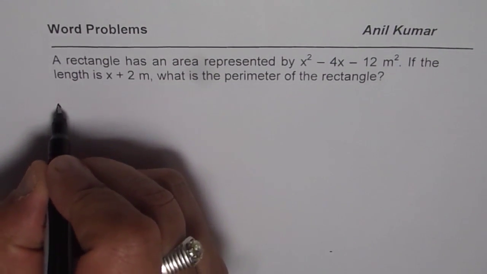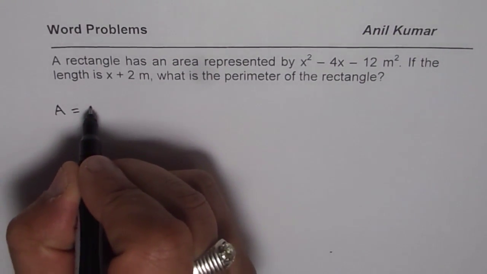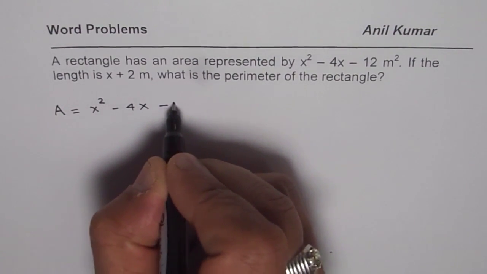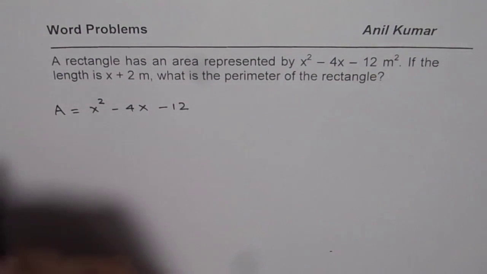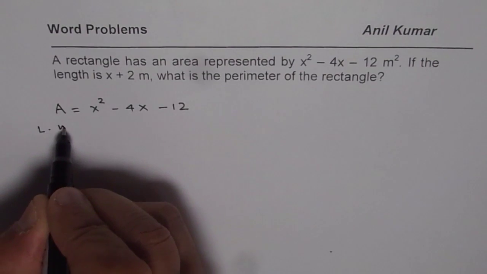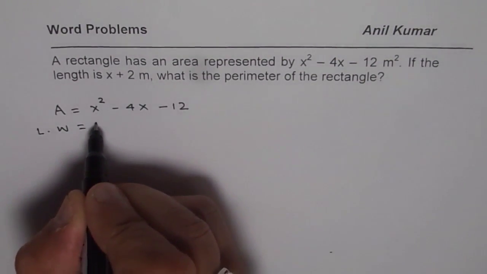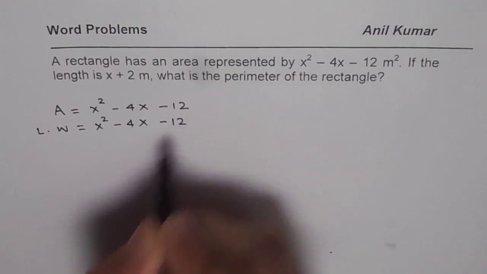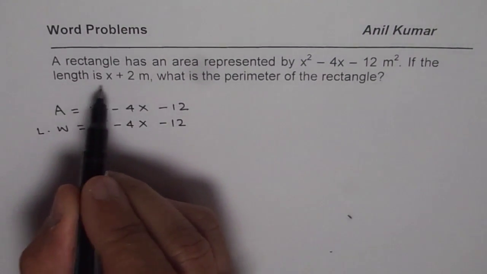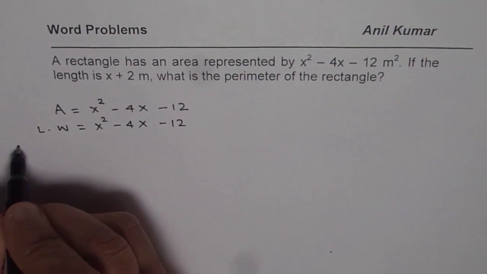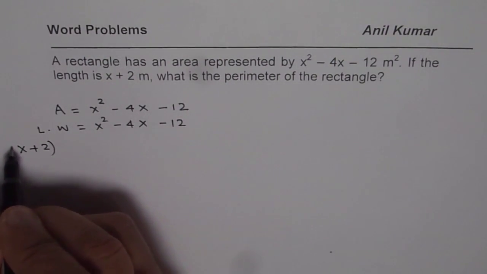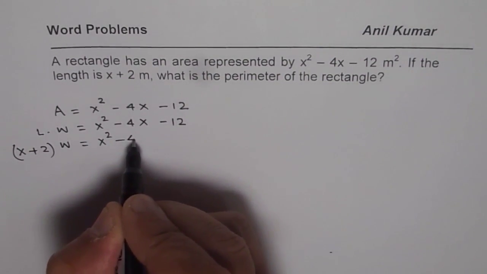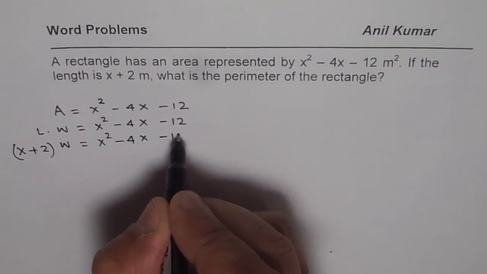So what we are given here is area is equal to x square minus 4x minus 12. Now area, as you know, is the product of length and width. So we can write length times width is x square minus 4x minus 12. Now we are given the length as x plus 2, so I can write this as x plus 2 times the width is equal to x square minus 4x minus 12.